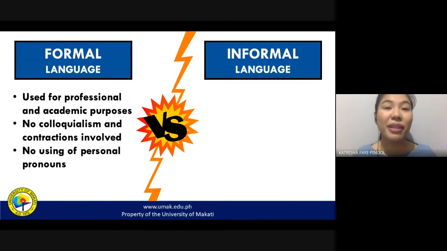In the use of formal language as well, we try to avoid the use of personal nouns or personal pronouns, such as I and we. Because of that, we can now characterize formal language as a language that is less personal in nature. Now, let's go to the different characteristics of informal language.